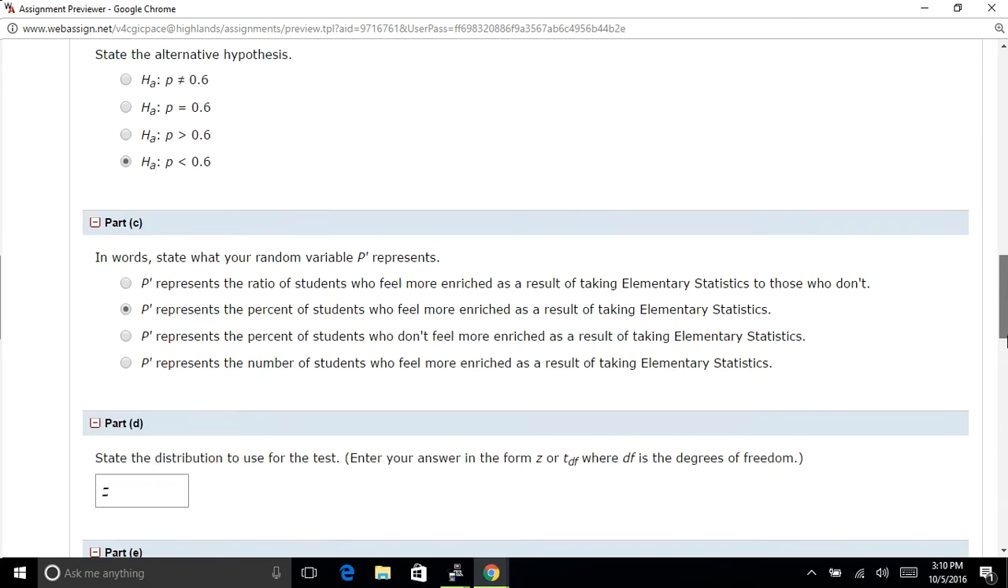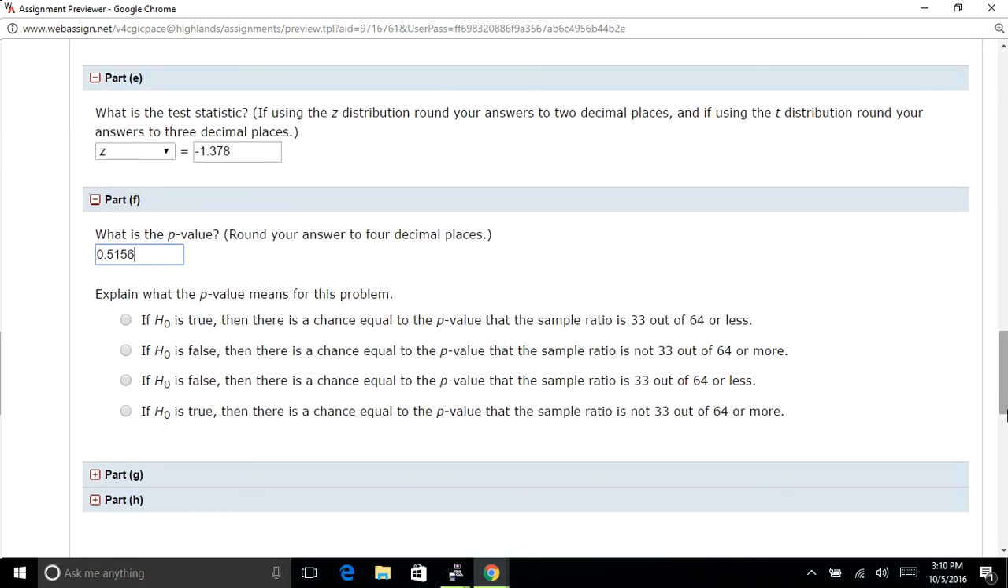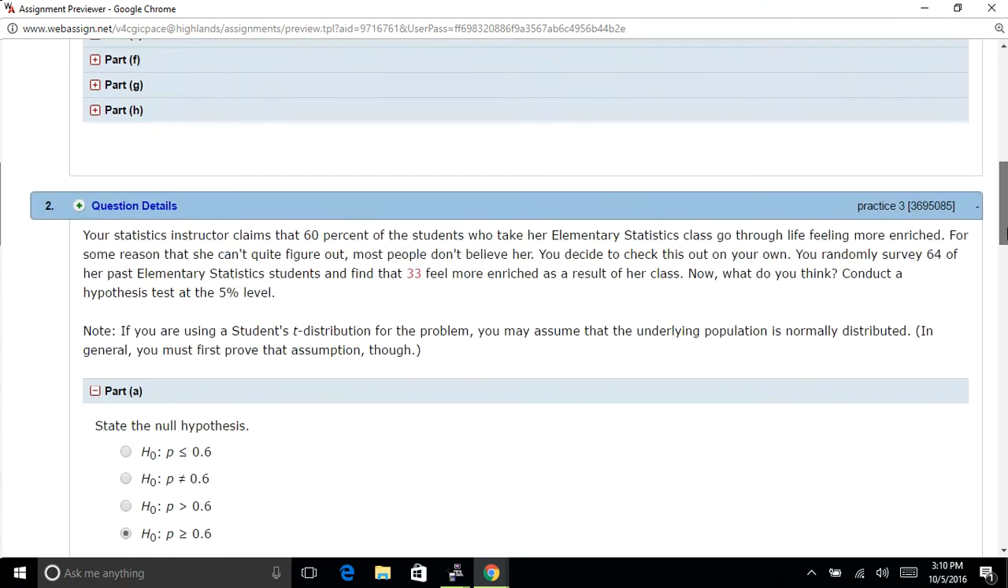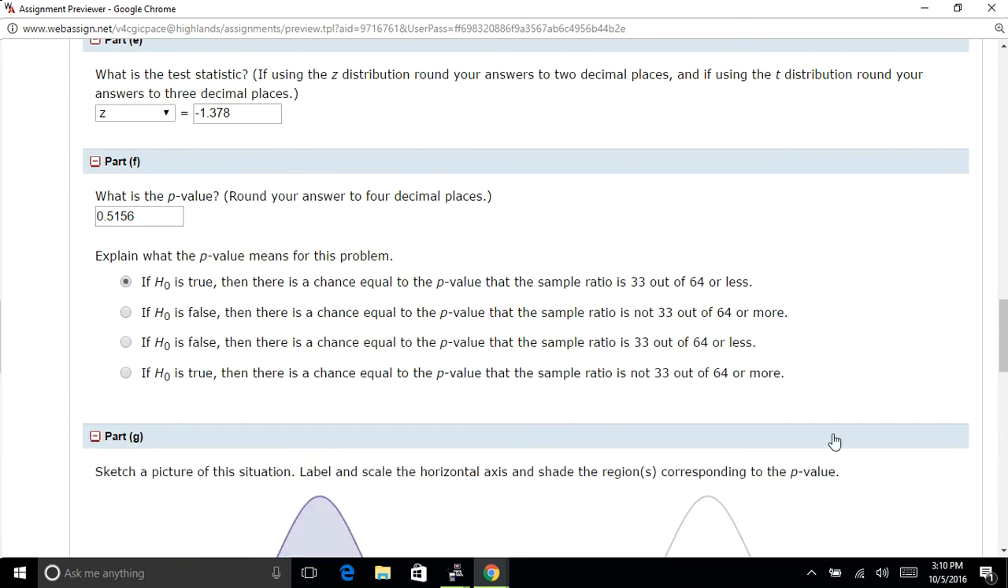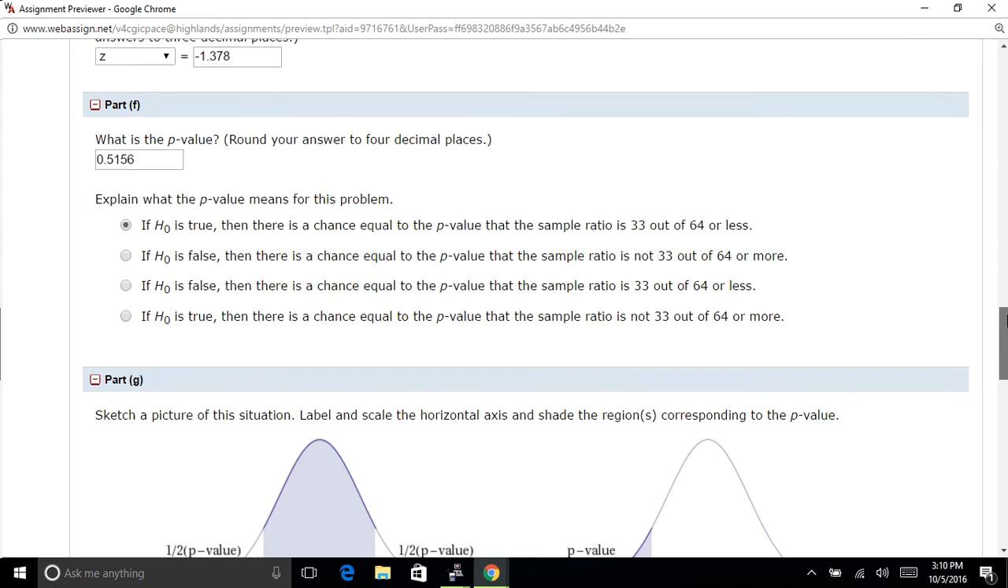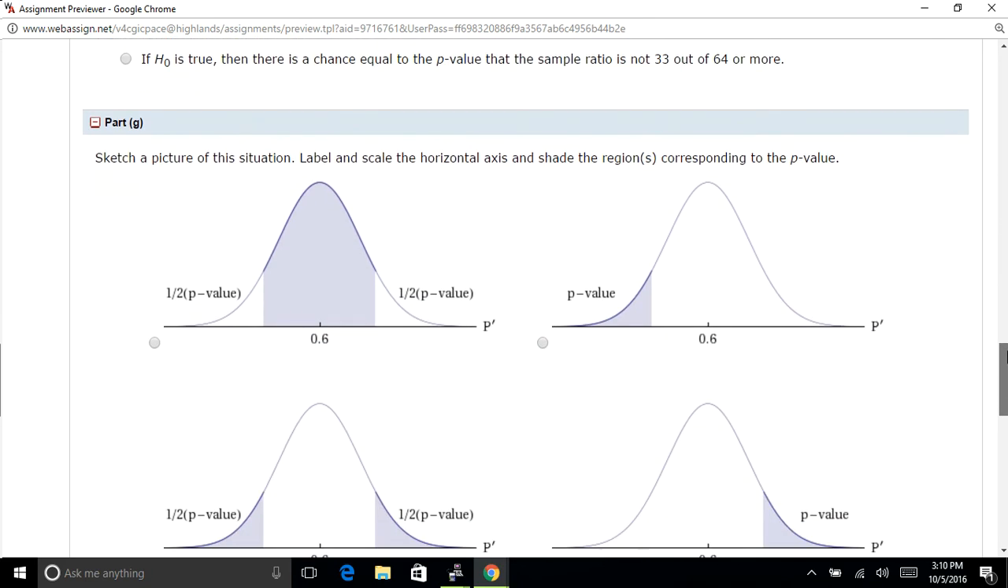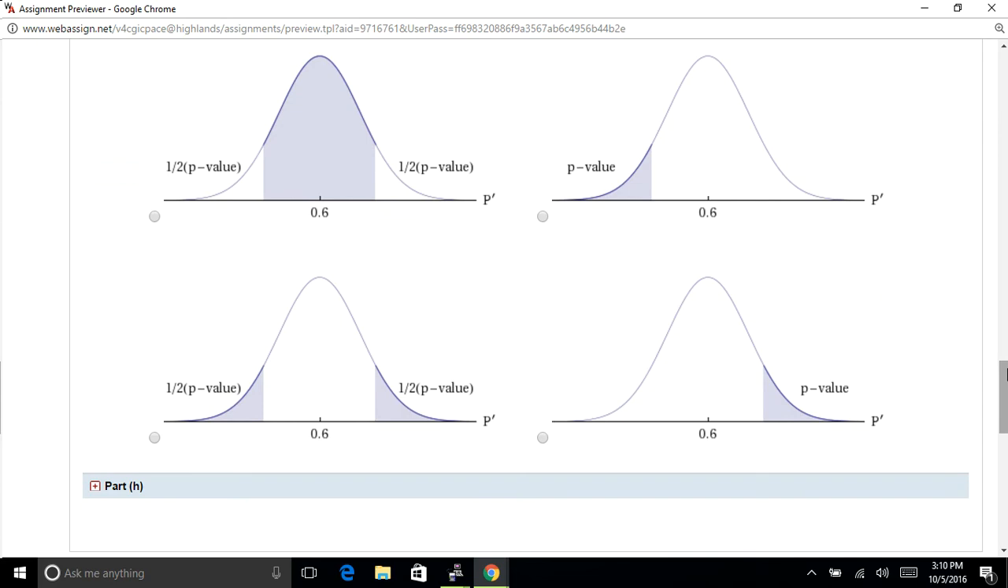All right, so what am I expecting that p-value to mean in this problem? If the null is true, remember my null was equal to or greater than, there's a chance that the sample ratio is 33 out of the 64 or less. So that's what I'm going to put. Right, and we keep going down. So for this one, sketch it. Remember, this was a less than because the alternative has a less than. I'm going to put that as my answer because it's a less than at the left tail.